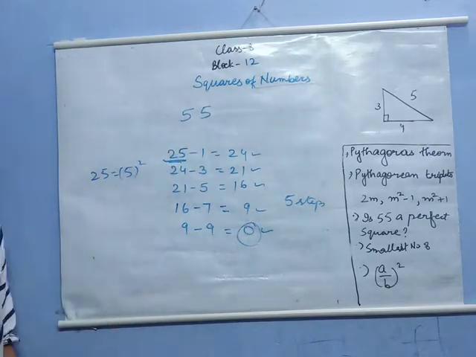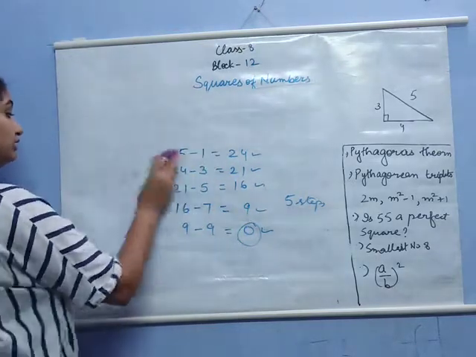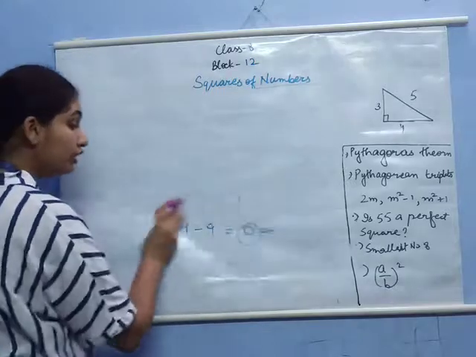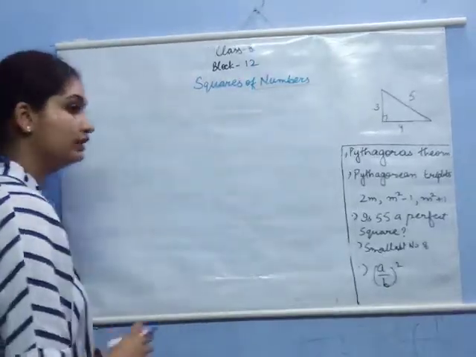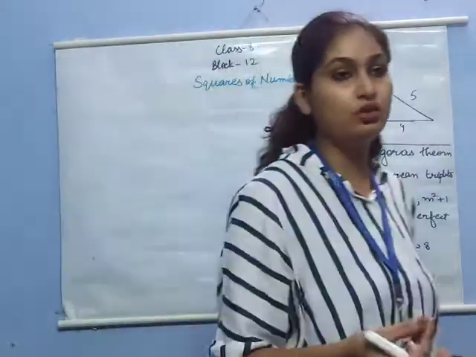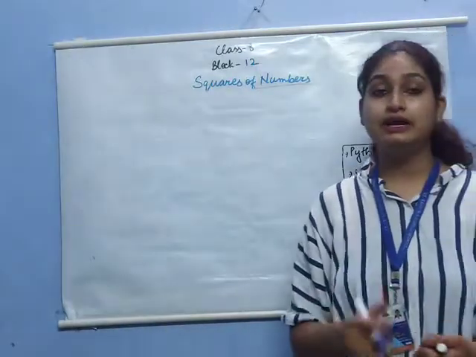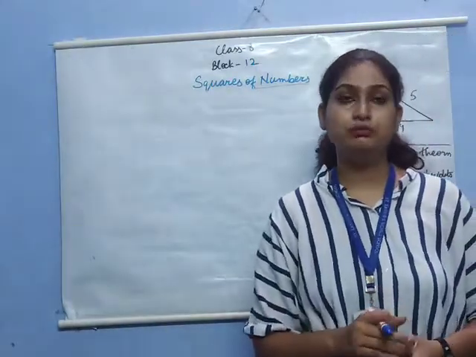Similarly, you can do this with the number 55 or with some other number. If the remainder is not equal to 0, and at last you get a negative result or it's not going ahead, then that number is not a perfect square number.